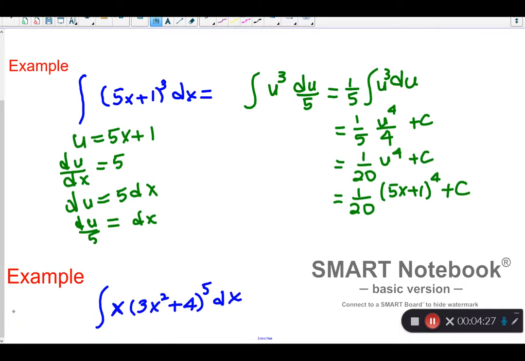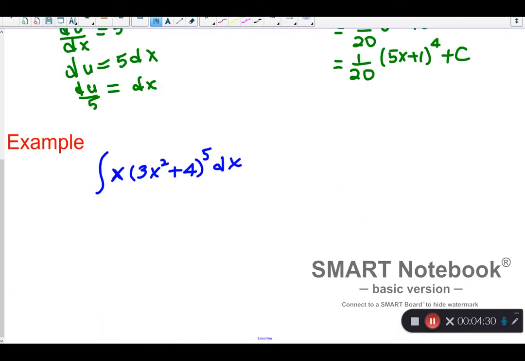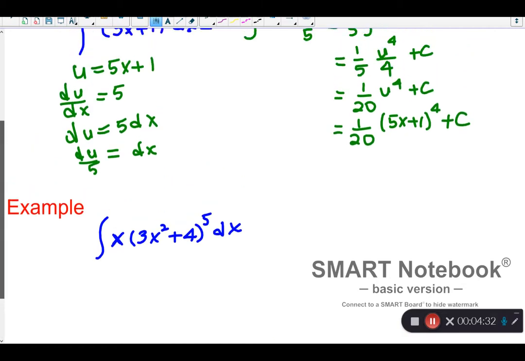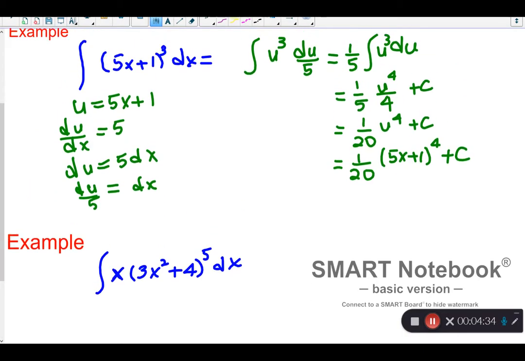And the nice thing about integration is we can actually check to see if our answer is correct by differentiation, right? So let's check our answer here. Differentiate this answer, take the derivative of 1 over 20 times (5x plus 1) to the fourth power plus c. But the derivative of c will be 0 anyway, so I'm not even going to bother writing it down. And let's see if that will give us the original expression that we started with.